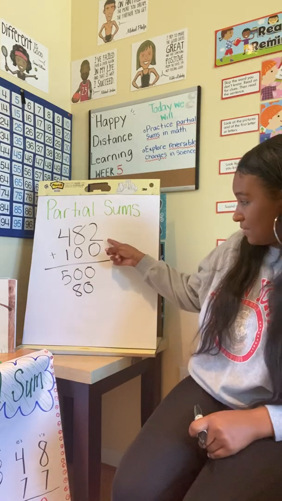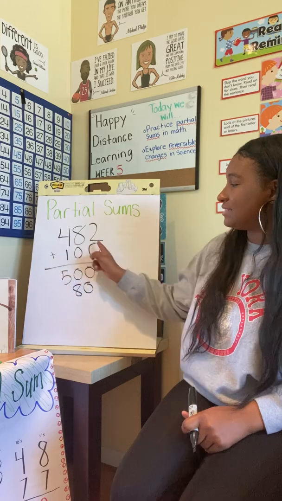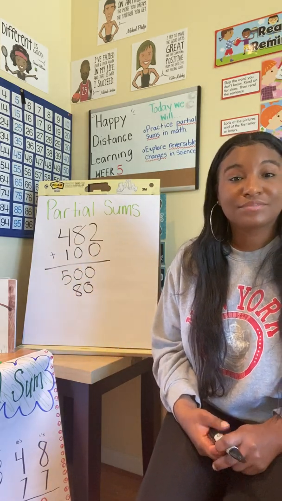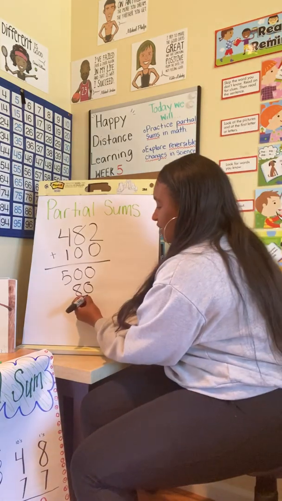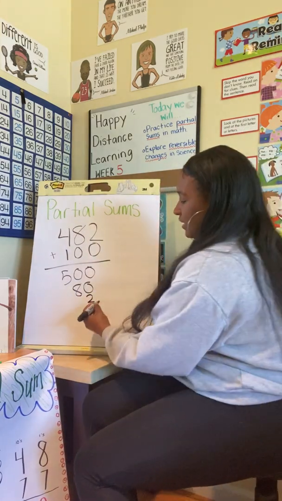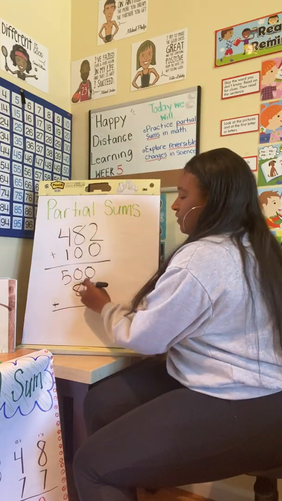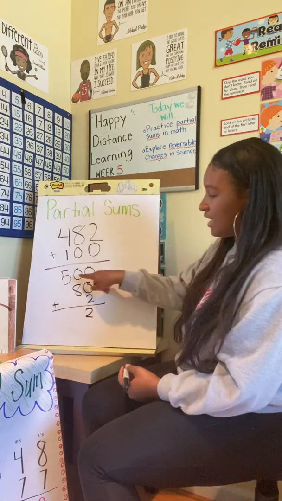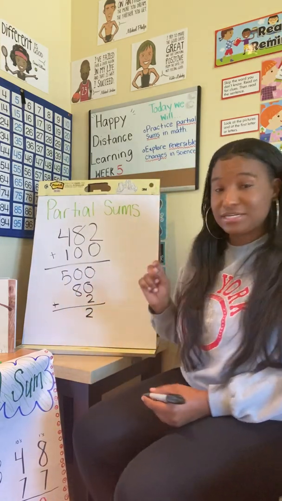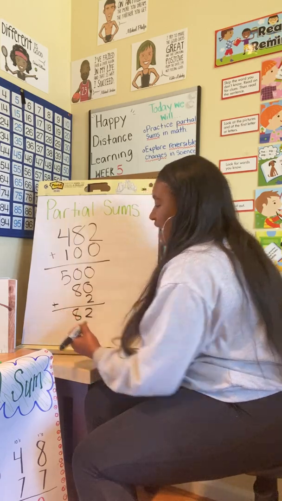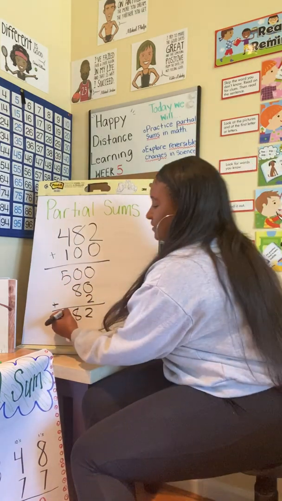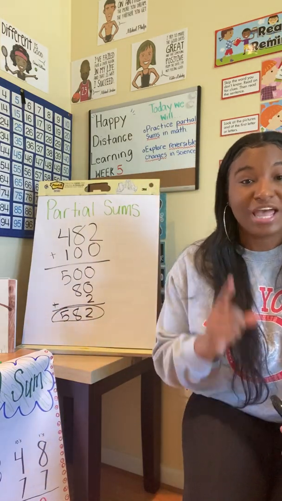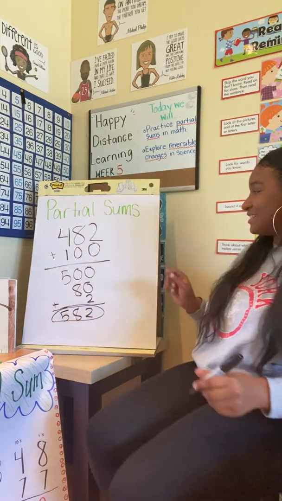Next, it's time to add up our ones. We have 2 plus 0. Think to yourself, what is 2 plus 0? Great job, the answer is still 2. And that goes in our ones place. Add that up. 0 plus 0 plus 2 will still equal 2. 0 plus 8 will still equal 8. And then we have our 5 that we just dropped down. And the answer is 582. Great job.